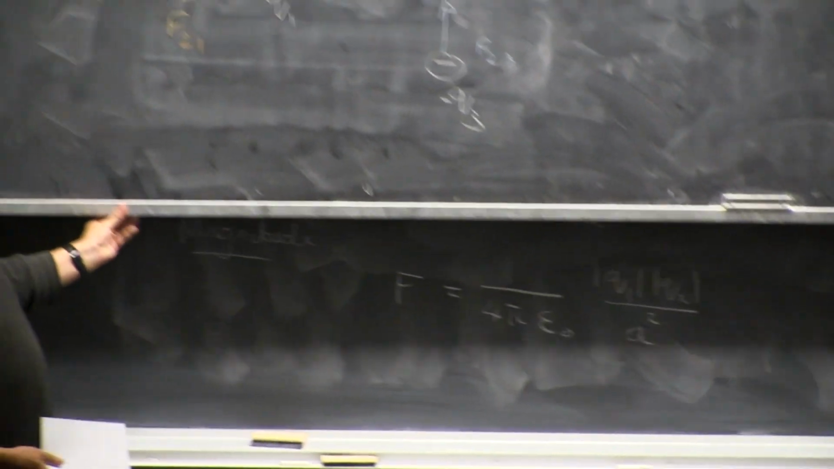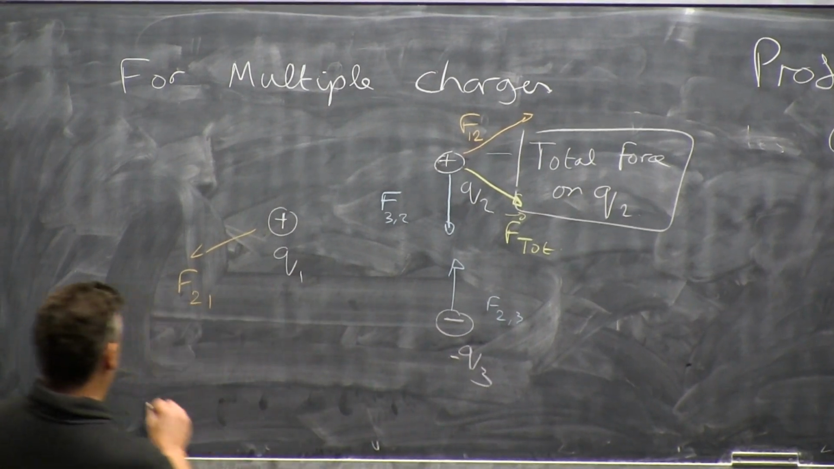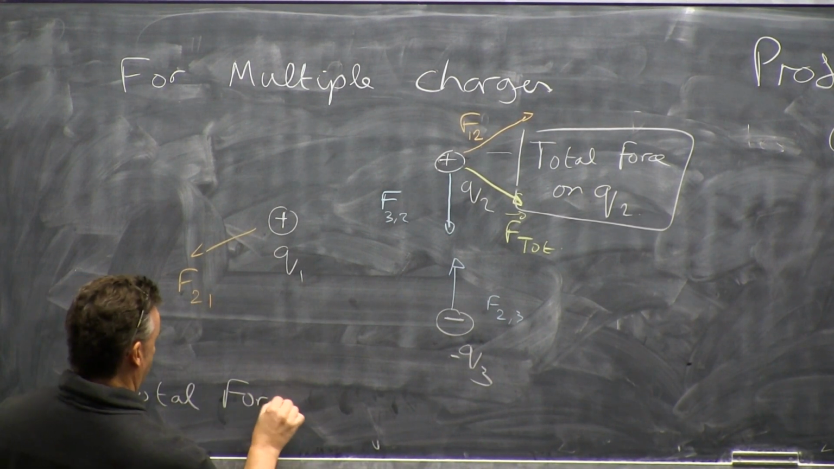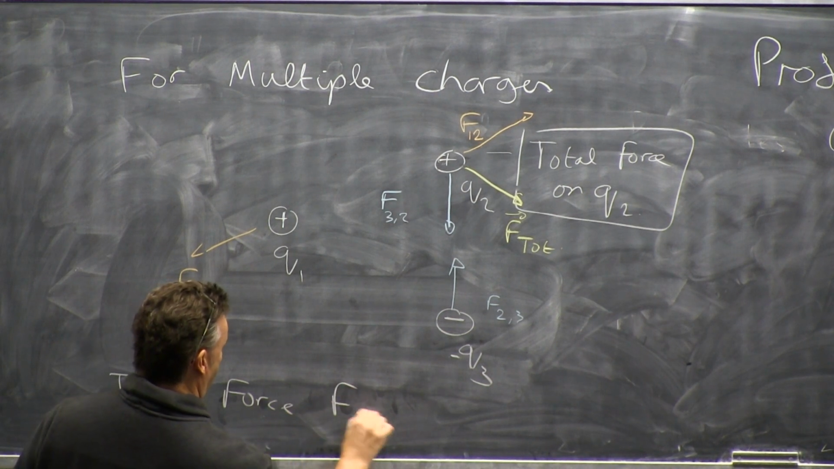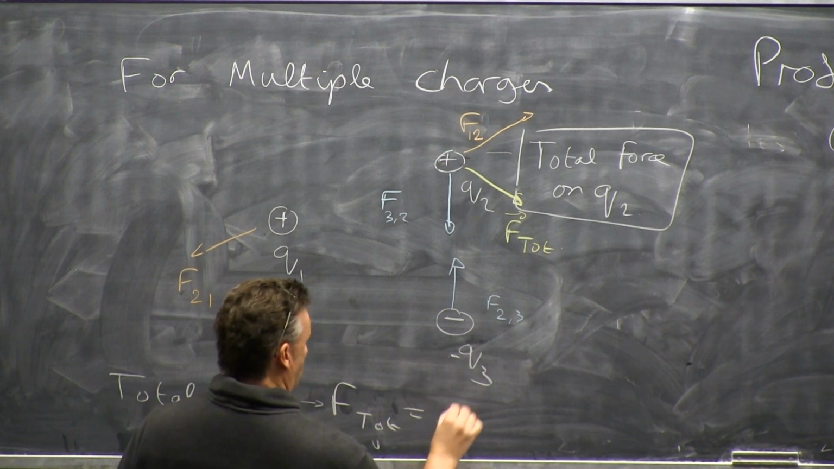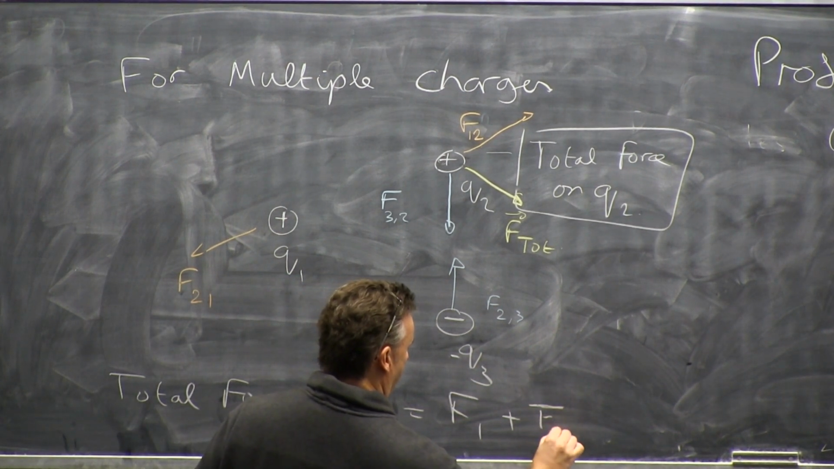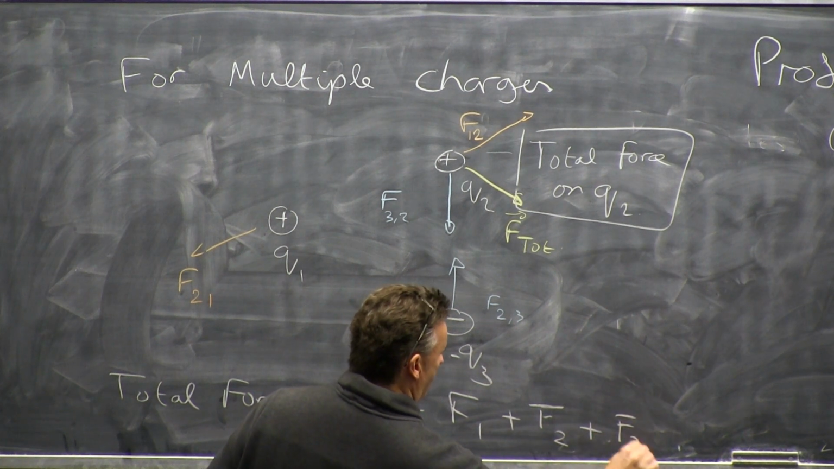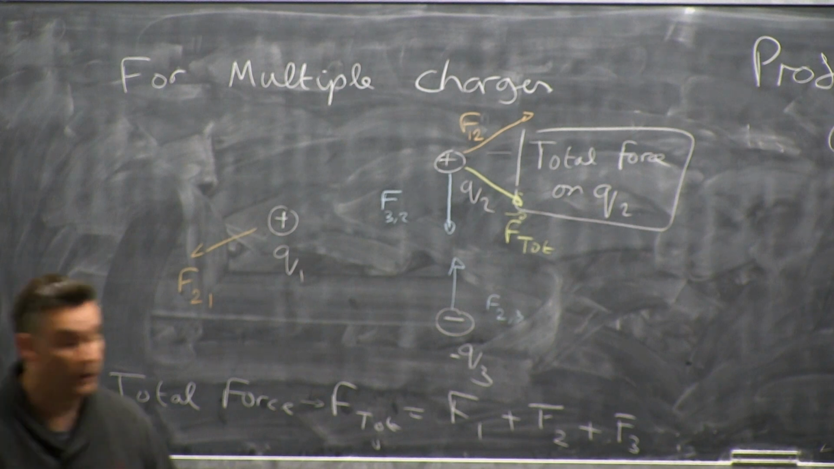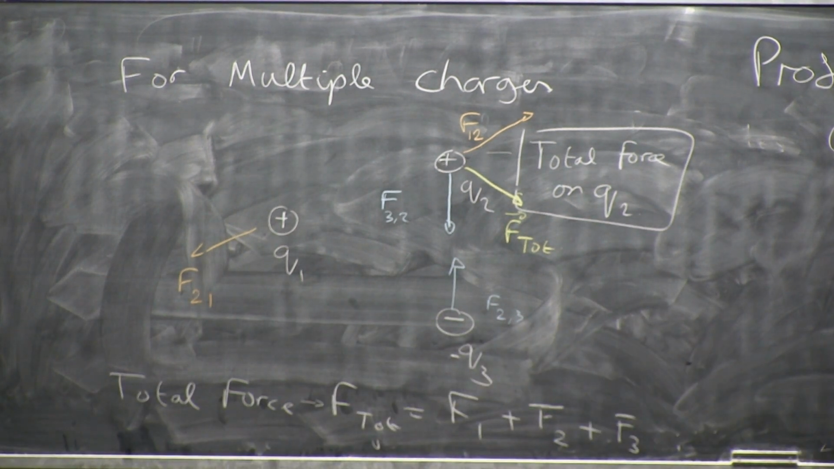So for multiple charges, the total force, which we can call F total, equals F1 plus F2 plus. So however many charges you've got, you can add up the individual forces due to the different combinations.